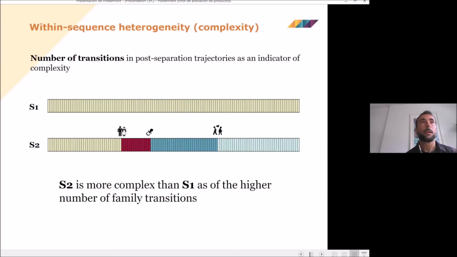All right, so first I will show you results on trends of complexity. And for that, I use a measure of the number of transitions that we observe in a sequence, which arguably captures this idea of within-sequence heterogeneity. So in this illustration, you can see sequence 1 and sequence 2, and we could consider that sequence 2 is more complex than sequence 1 because there is a higher number of transitions.